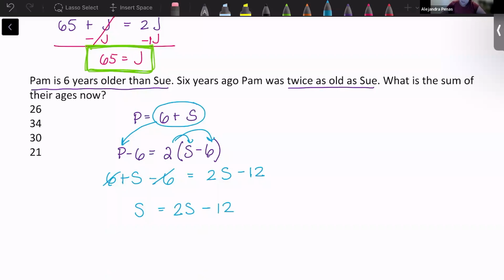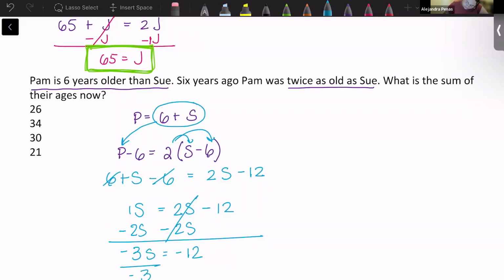All right. So now I'm gonna go ahead and move the 2s over to the other side. So I'm gonna have minus 2s minus 2s. So this is gonna be negative 3s is equal to negative 12. I divide both sides by negative 3. And s should equal positive 4, right?